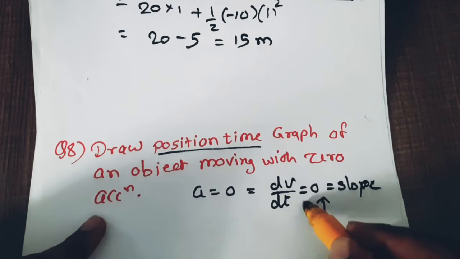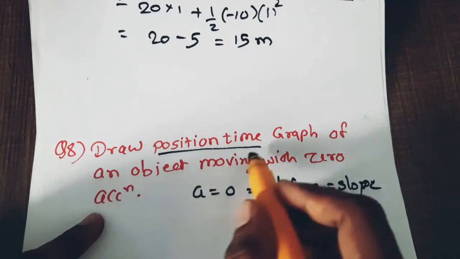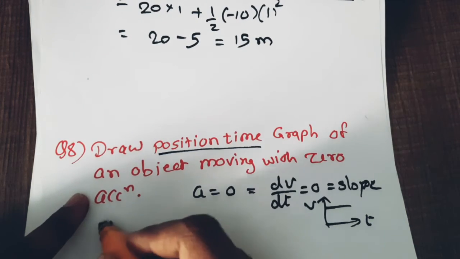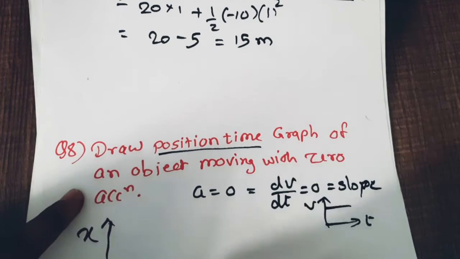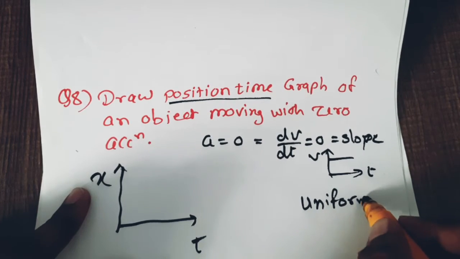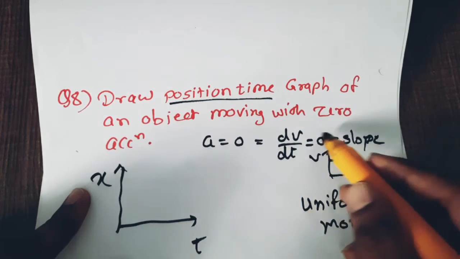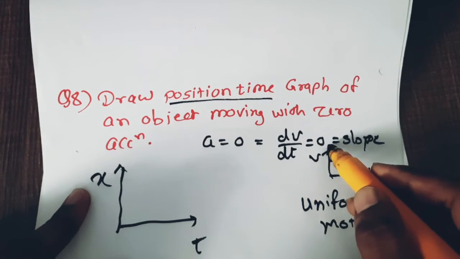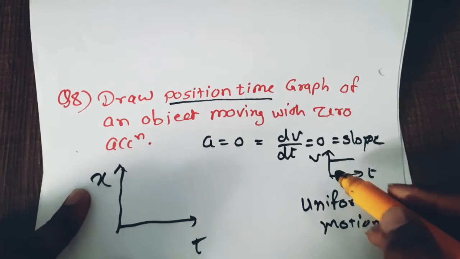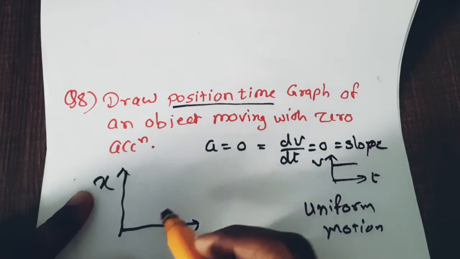It means if we draw vt graph, it should look like this. The velocity is constant, and if velocity is constant, what kind of graph we get in xt? When velocity is constant, it's a uniform motion. Since acceleration 0, it means the rate of change of velocity is 0, it means velocity is constant, and if velocity is constant, it's a uniform motion. And we already know the graph for uniform motion.